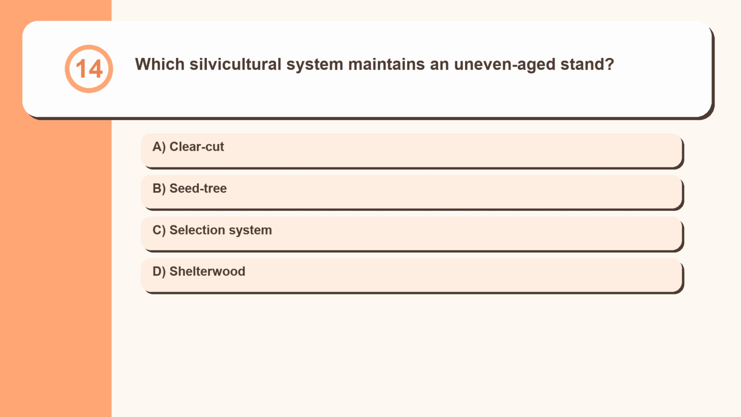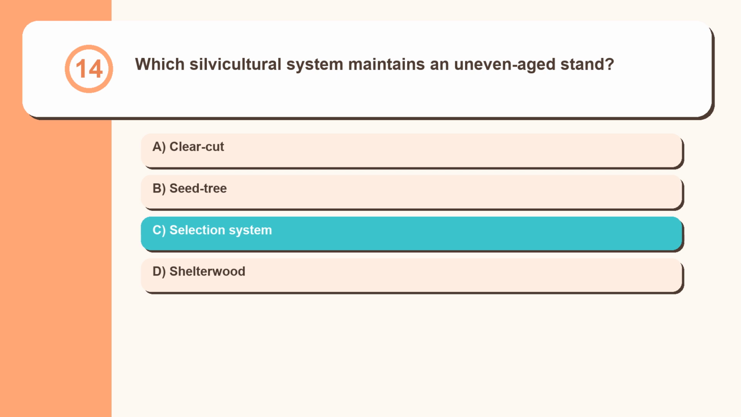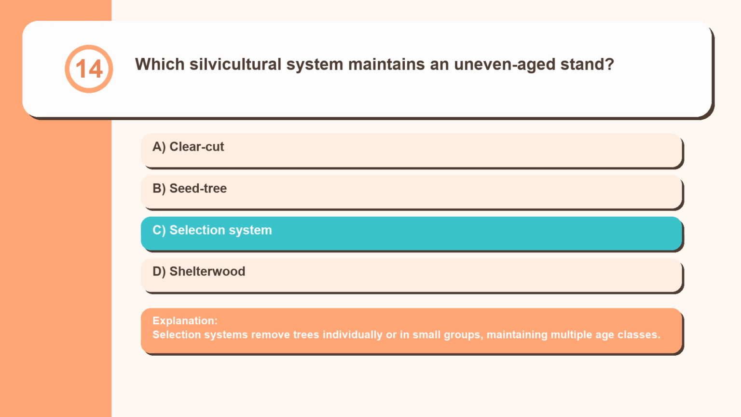Question 14. Which silvicultural system maintains an uneven-aged stand? Clear-cut, seed tree, selection system, shelterwood. Selection systems remove trees individually or in small groups, maintaining multiple age classes.